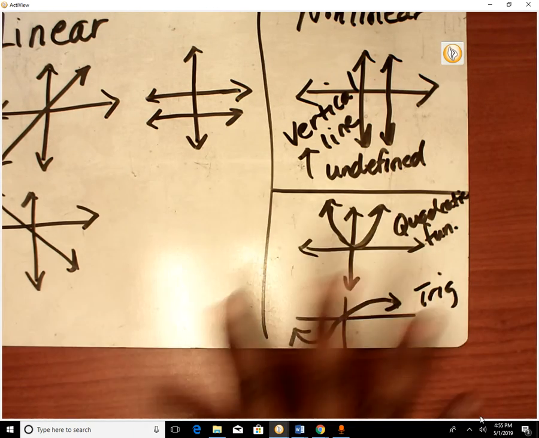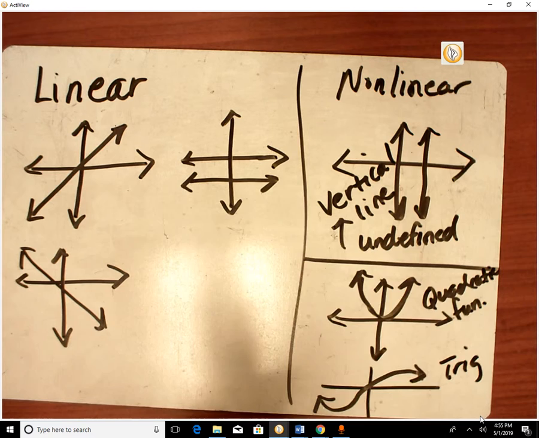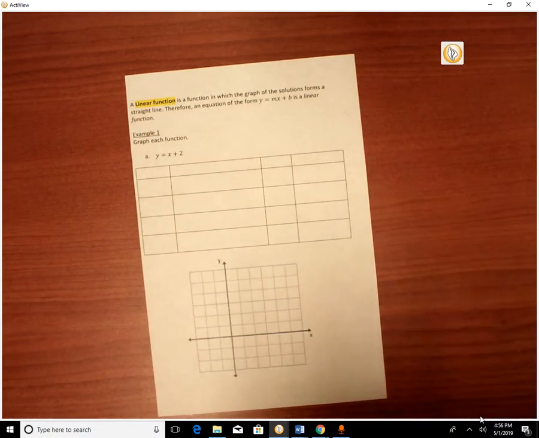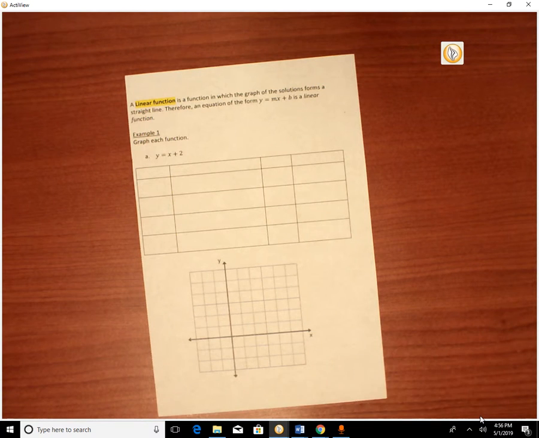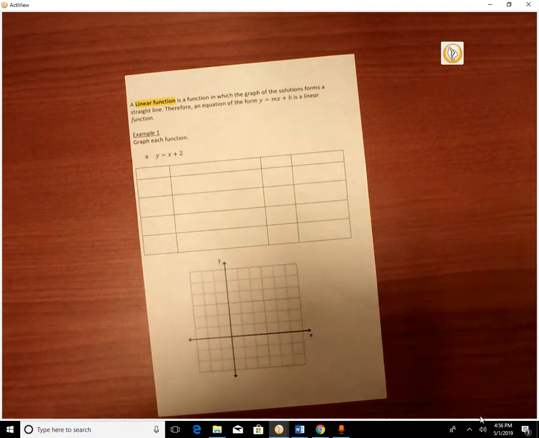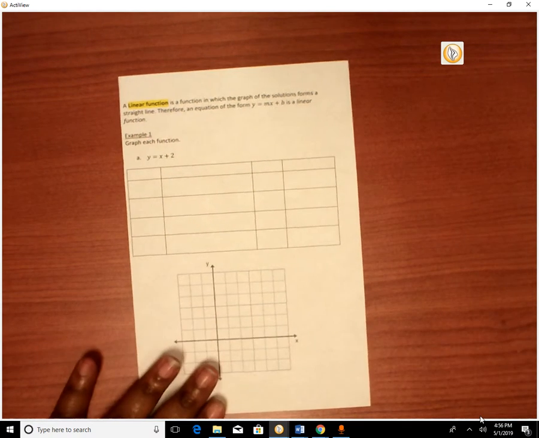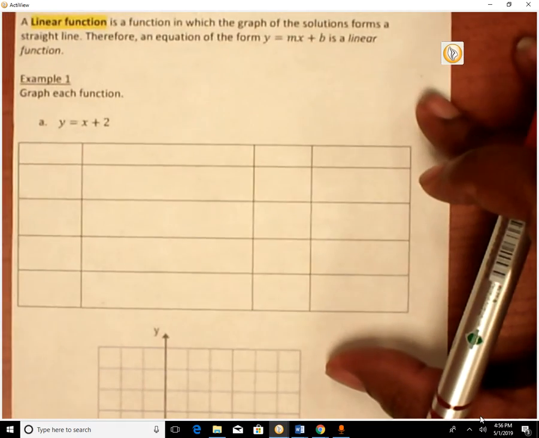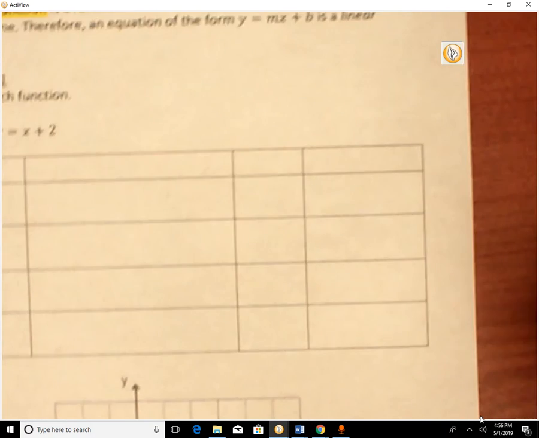Now, these things here, they're either linear or nonlinear, meaning they are a straight line except your vertical line, or they are not. So we're just going to talk about linear functions today. And in our first example, we're just going to graph a linear function. Now, remember that y equals mx plus b, where m is your slope, and b is your y-intercept.